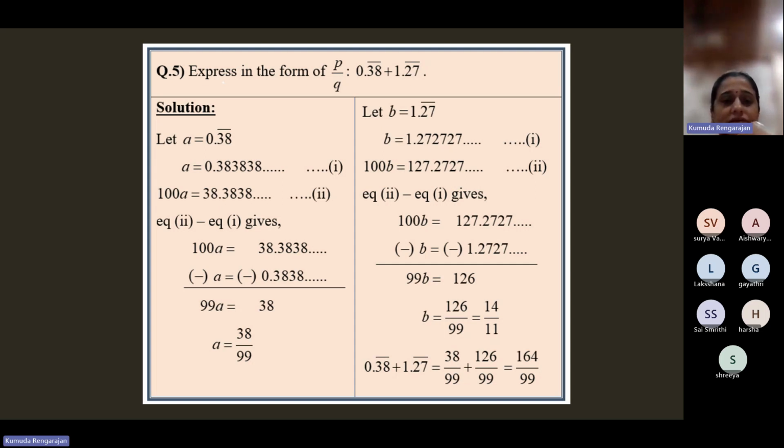So the question is to write this one in the P by Q form. Ma'am, here we don't need to simplify 14 by 11, right, ma'am? Here I've simplified, but later to add, I have taken 126 by 19. It's okay if you didn't write this. I understand your question. Because they have the same denominator, no? So you can just stop here.